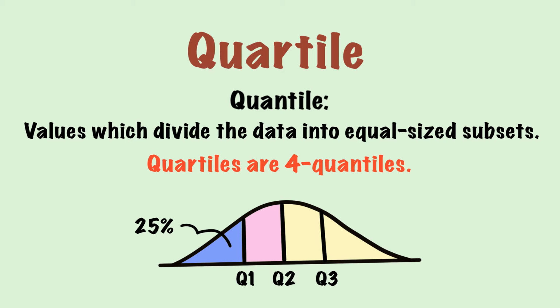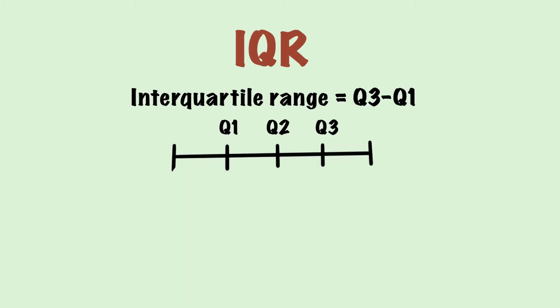For example, the blue area in the graph contains 25% of data since it denotes the data points below Q1, which is the first quartile. The pink plus blue area contains 50% of data since Q2 is the second quartile. IQR, which is interquartile range, is calculated by Q3 minus Q1. In other words, IQR is the range of the middle 50% of data.